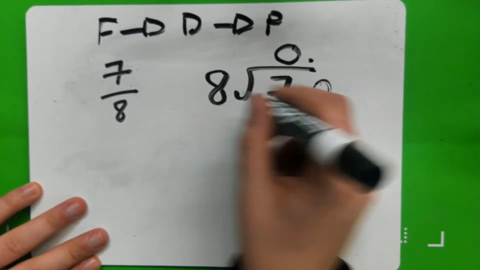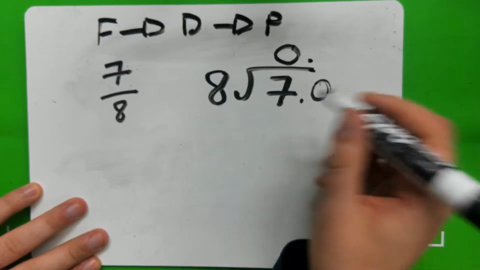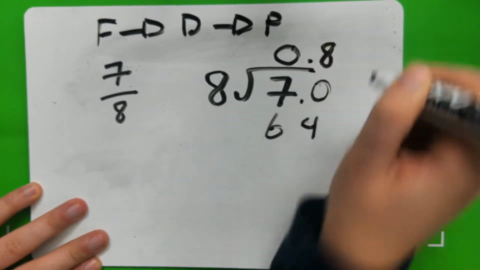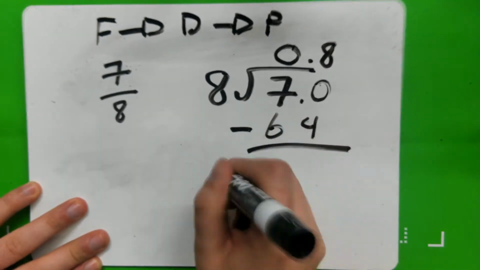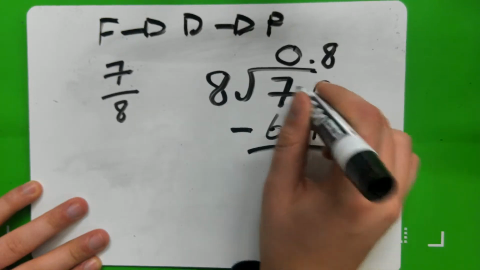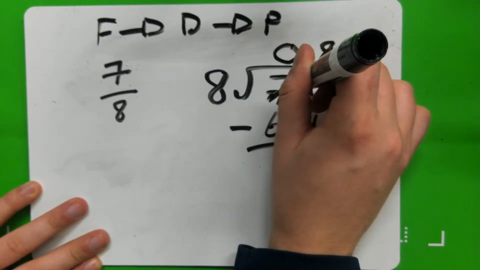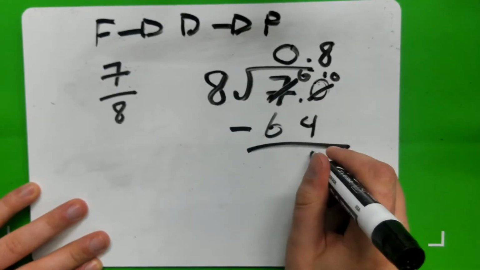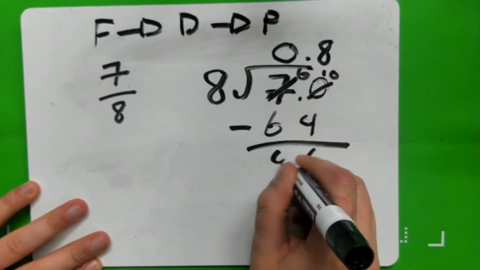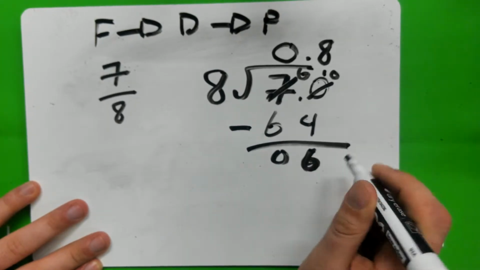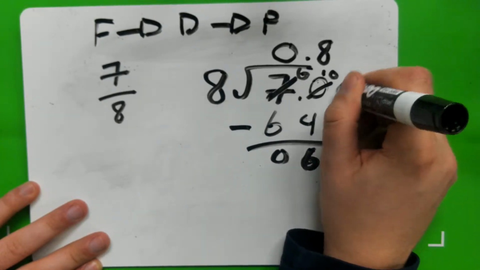So 8 can go into 70, 64, which is 8 times. So I put an 8 up here. Okay, I do my subtraction. 70 minus 64, well, I can't take away 4 from 0, so I can carry this over. There's my 6. This is a 10. 10 minus 4 is 6, and I'm left with 0. Okay, so we have 6 left over. I can now bring down another 0.